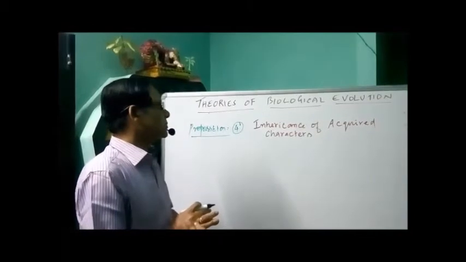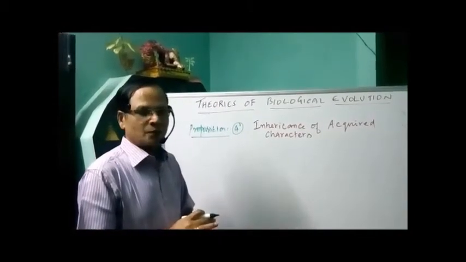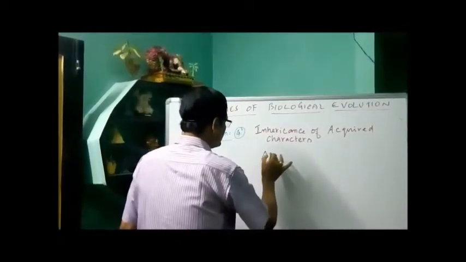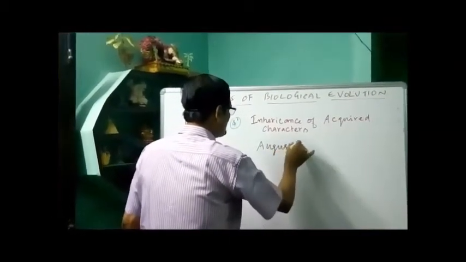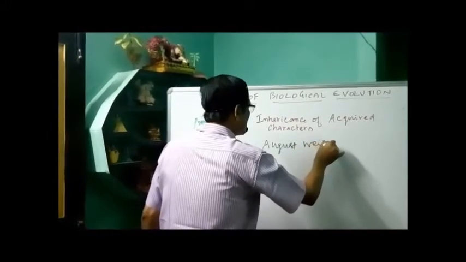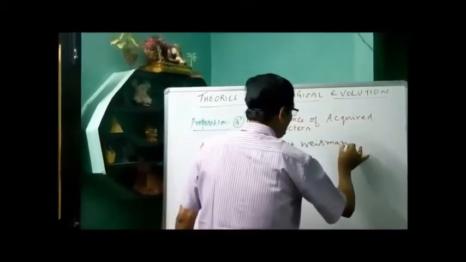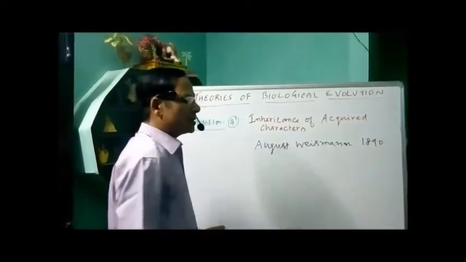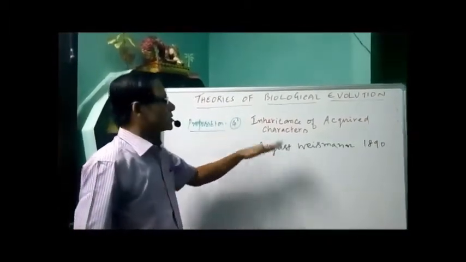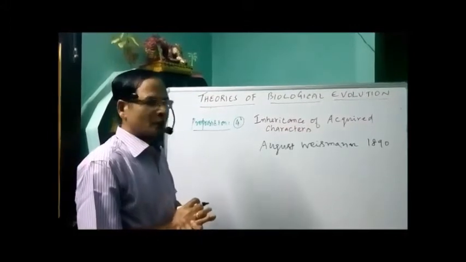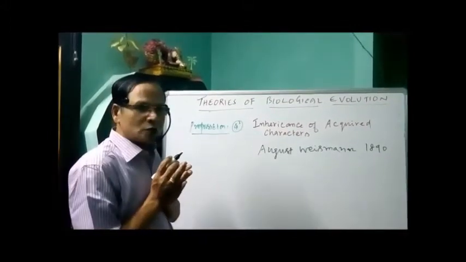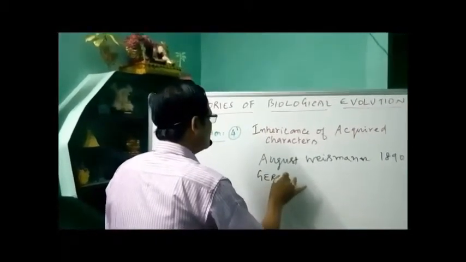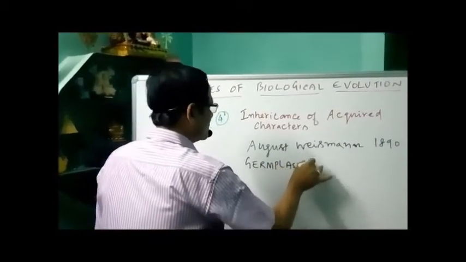But the concept of inheritance of acquired characters was disproved by a person by the name of Auguste Weismann. In 1890, he disproved the concept of inheritance of acquired characters. Now he proposed a theory called germ plasm theory.